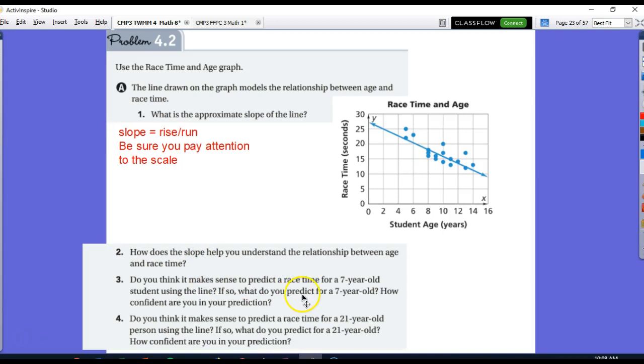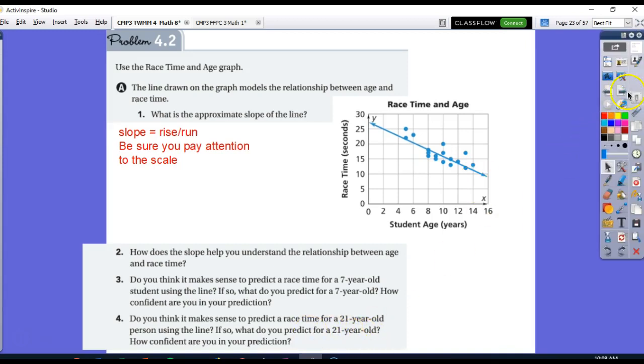Part 3, do you think it makes sense to predict a race time for a 7-year-old student using the line? So we have this line. Would it make sense to be able to predict the time of the race for a 7-year-old? If so, what would you predict for that 7-year-old, and how confident are you in that prediction? Then part 4 asks us if, using this graph, we could predict a race time for a 21-year-old. If so, what would you predict, and how confident are you in that prediction?